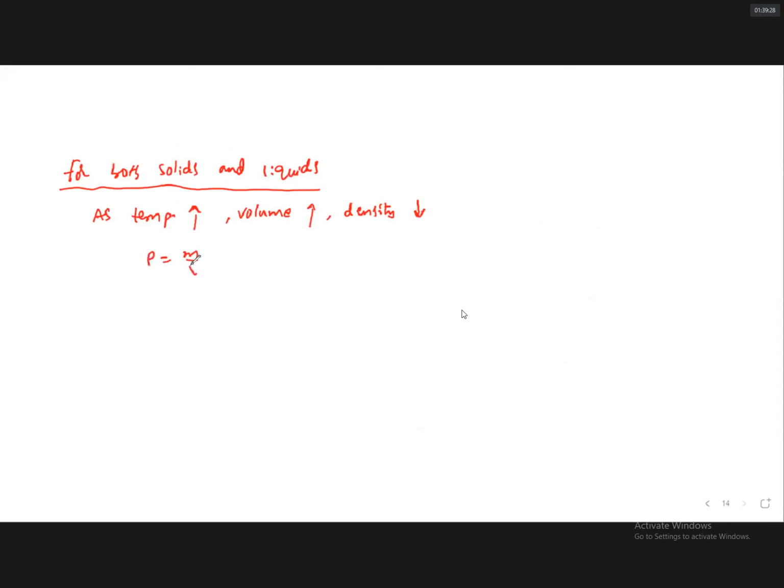As density is equal to mass by volume, and the mass of the body is constant, ρ1 by ρ2 is equal to V2 by V1. The final volume we write as V1 into 1 plus gamma into delta T. Therefore ρ1 by ρ2 is 1 plus gamma delta T, so ρ2 is equal to ρ1 by 1 plus gamma into (T2 minus T1).